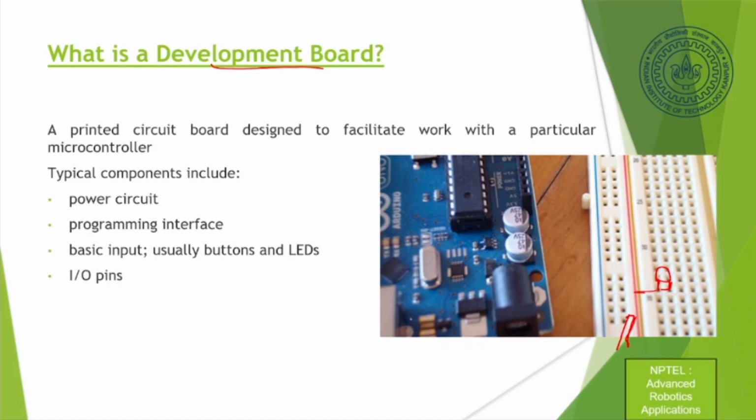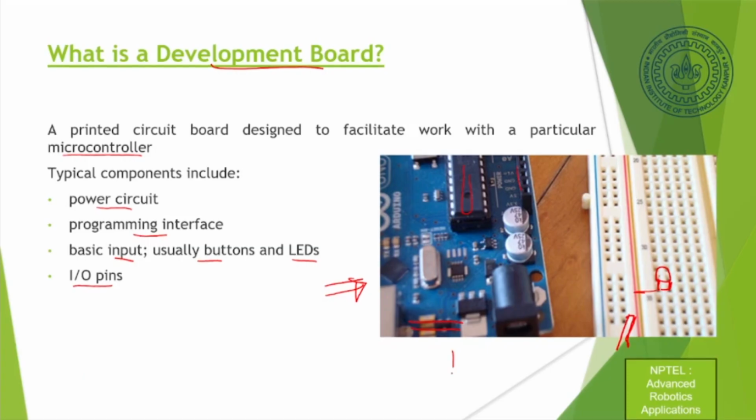Similarly here, this is a development board in which you have the microcontroller, and the peripherals are fitted onto that board itself. So a printed circuit board designed to facilitate work with a particular microcontroller is what is shown here. The typical components are a power circuit and a programming interface. How are you going to program this? So there is a programming interface. There can be display interfaces and basic inputs. There can be buttons, you can switch on, switch off, you can reset. There can be LEDs. There can be input output pins by which sensory input can be taken in and sensory output can be given out.